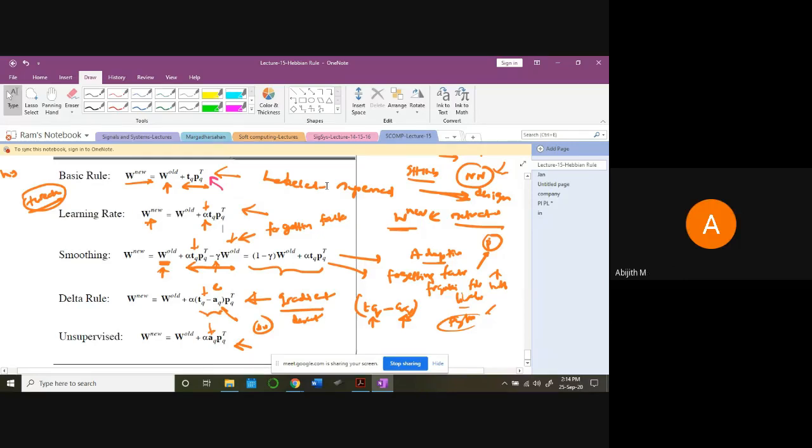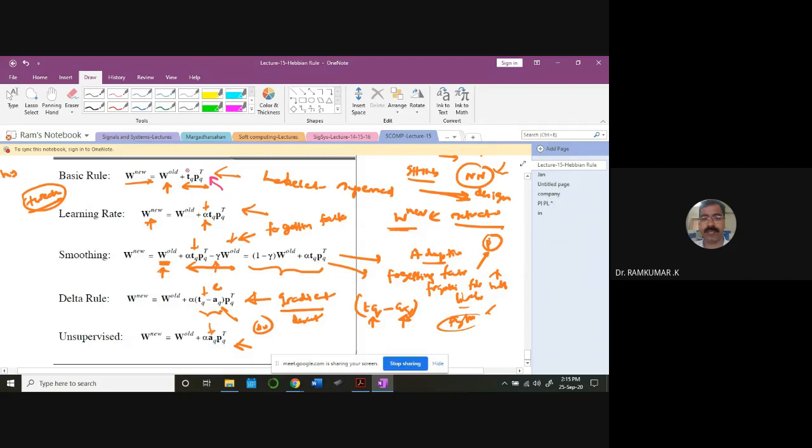Sir, with the proportion of the neuron firing, the weight will increase. Okay. Somebody wanted to say something. Abhijit, who spoke now? Abhijit, what are you trying to convey from this? Sir, with the proportion of the neuron firing, will decrease or increase the weight. With the proportion? Are you sure?